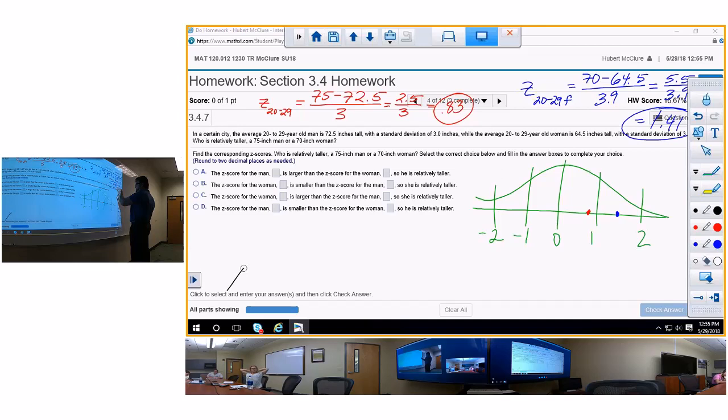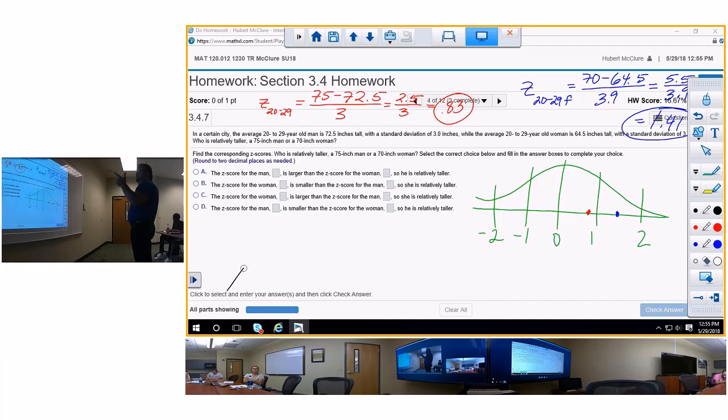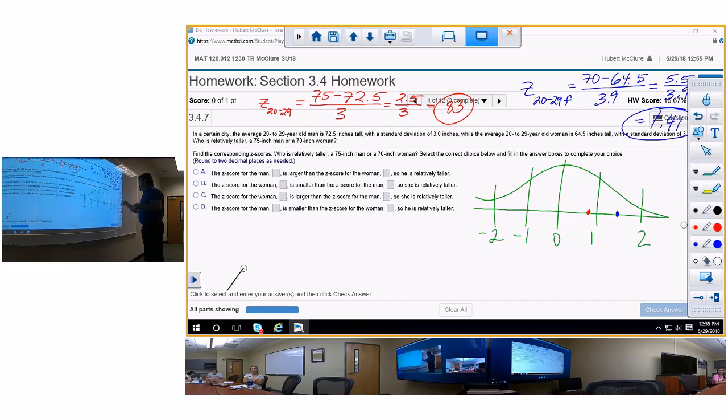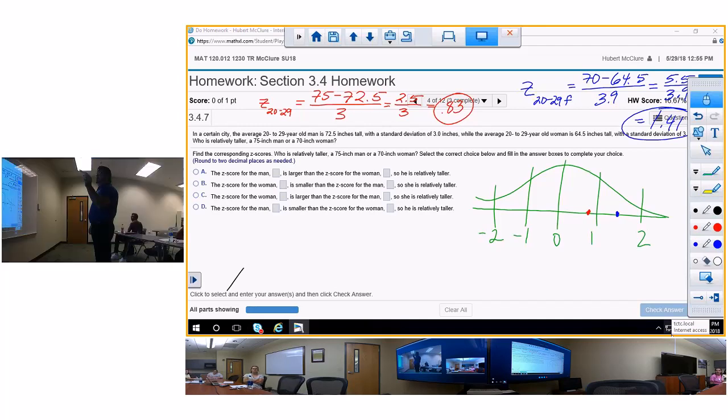So we just got to figure out which one it is with the Philadelphia lawyer. So the z-score for the man is larger than the z-score for the woman, so he is relatively taller. I think that's it. I'm sorry, I'm looking for the woman. The z-score for the woman is smaller. No, the z-score for the woman is larger, so it's going to be C. Sorry.